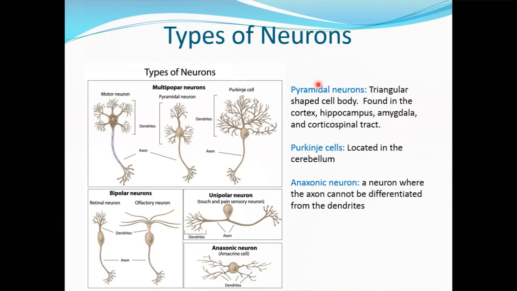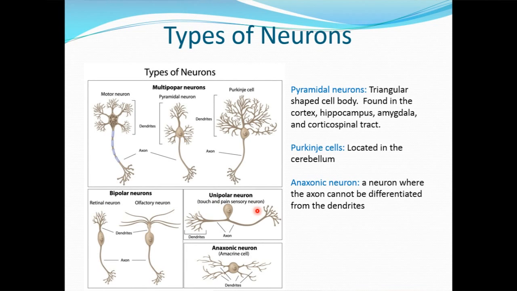The pyramidal neurons have triangular-shaped cell bodies, and they're found in the cortex, also in the hippocampus, the amygdala, and particularly in the corticospinal tract. When you learn about motor movement, you'll learn about that as well. The Purkinje cell looks very different, and just so that you know, that is located in the cerebellum, so it is a very unusual looking neuron. These are your multipolar neurons. Your bipolar neurons have two poles: your retinal one that you find in the retina, and the olfactory neuron that you find in the olfactory tract.